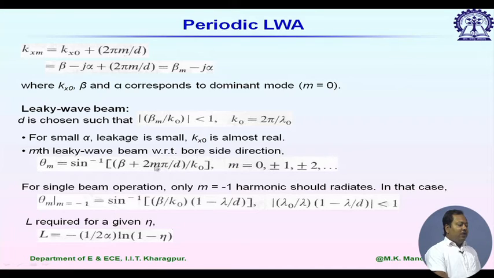Then if I put m equal to minus 1, it becomes sin inverse of beta minus 2 pi by d, by k naught. Now we are expressing it in terms of lambda. So theta m for m equal to minus 1 is sin inverse of beta by k naught, where we take beta common. So we should multiply this factor by 1 by beta, 2 pi by lambda. So we have then 1 minus lambda by d.